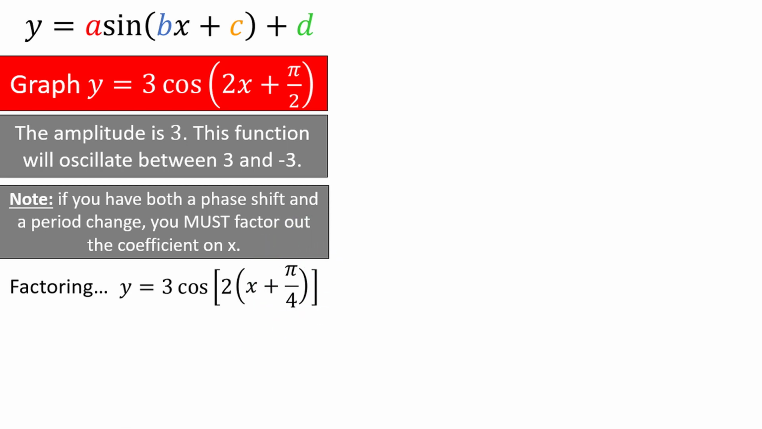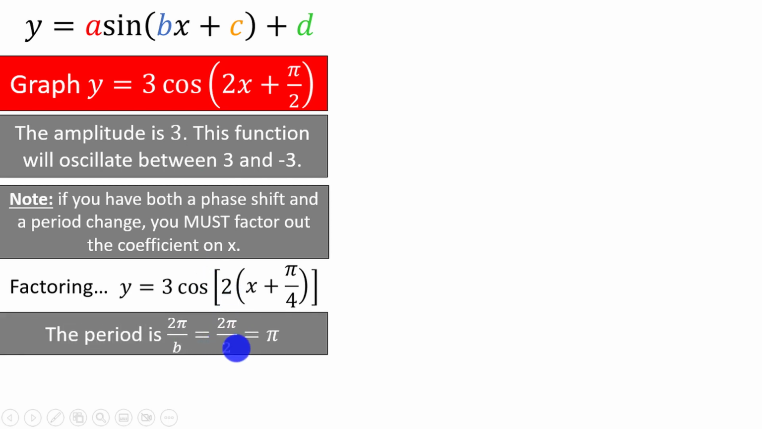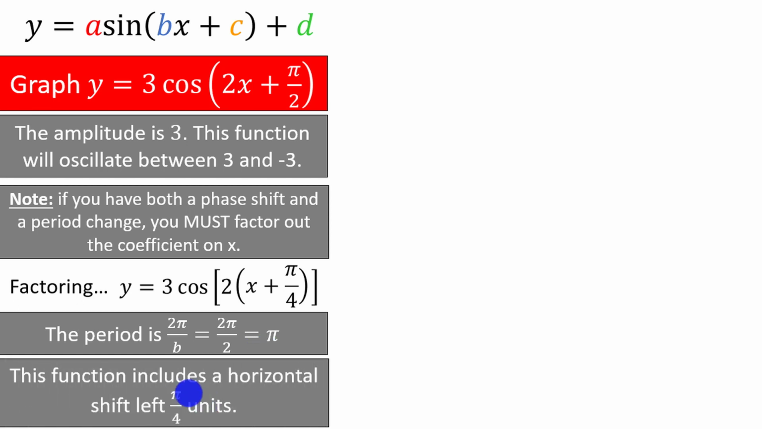At this stage, we can identify the period, which is 2 pi divided by the value that you factored out, which is the same value as b. 2 pi divided by 2 is just pi, so this function has a period of pi. This function also has a horizontal phase shift of pi over 4 units to the left. Recall that when we have a value added on the inside of the function, that indicates a phase shift to the left. So this is a shift of pi over 4 units to the left.